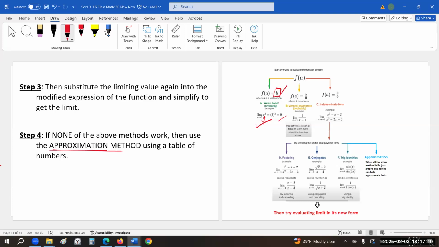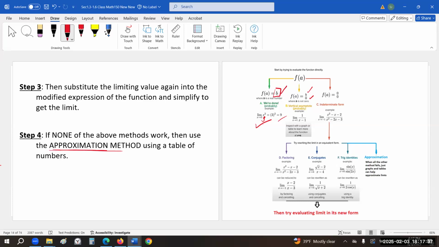Second scenario, what if after you substitute at the beginning you got a number on the top but 0 on the bottom? If you have a number on the top but 0 on the bottom, it means you're dealing with a vertical asymptote. What is a vertical asymptote? I'm going to talk about that in a bit.